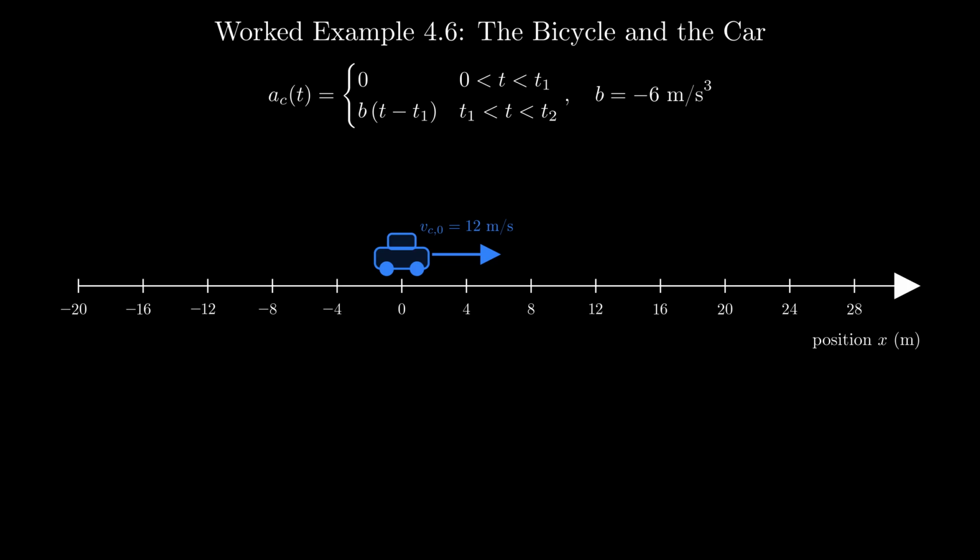Here b equals negative 6 meters per second cubed. This braking acceleration starts at 0 when t equals t1 and grows more negative over time, so the brakes engage gradually. The car decelerates until it stops at t2. Meanwhile, a bicycle rider moves at a constant speed, v sub b, starting 17 meters behind the car at t equals 0. The bicycle reaches the car exactly when it stops.